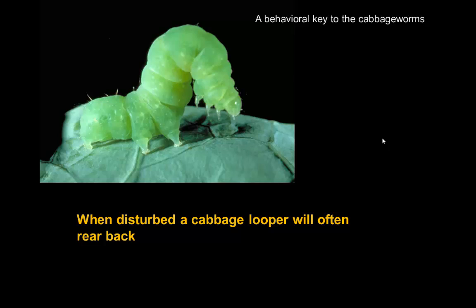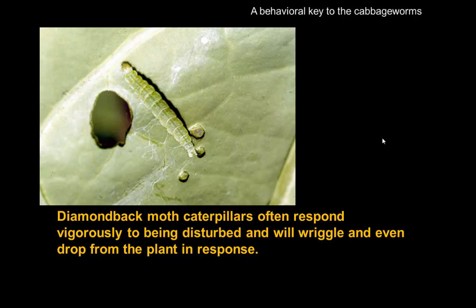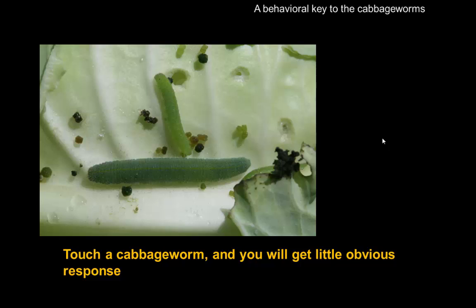They'll often react differently. So were you to disturb, say, just touch a cabbage looper on the head, it'll rear back almost always, and that's something the other two would not do. Were you to disturb a diamondback moth larva, it would usually have a very vigorous response. It would wriggle and perhaps drop off the plant. And were you to try to disturb a cabbage worm, it'd just sit there. It wouldn't do much. So that might help you figure out what kind of caterpillar you have on your plants, even if you can't see all the detail. They act a little bit differently.